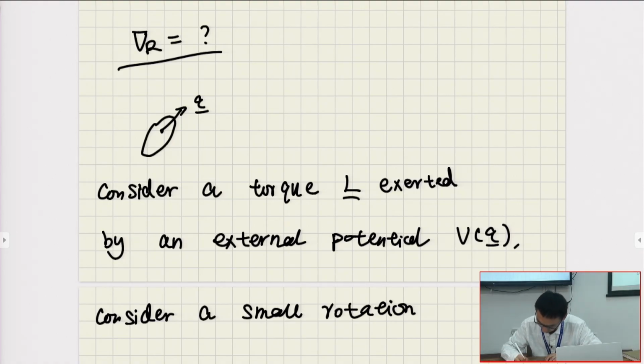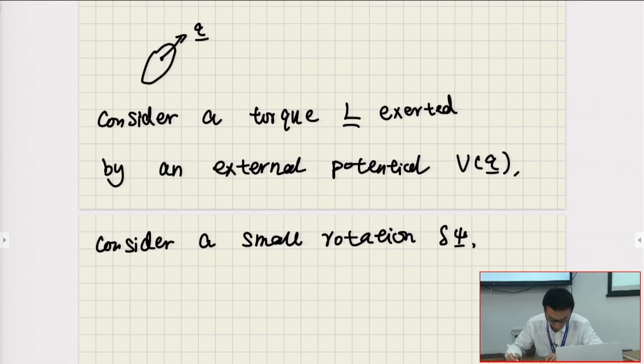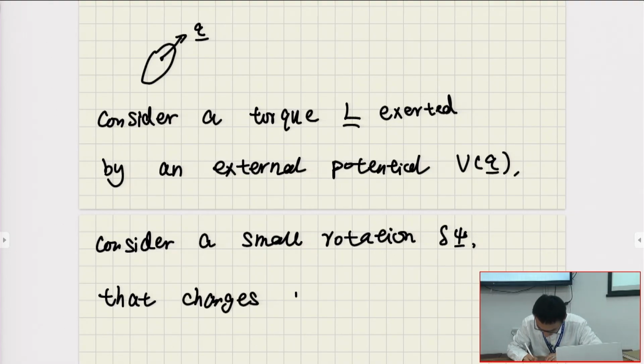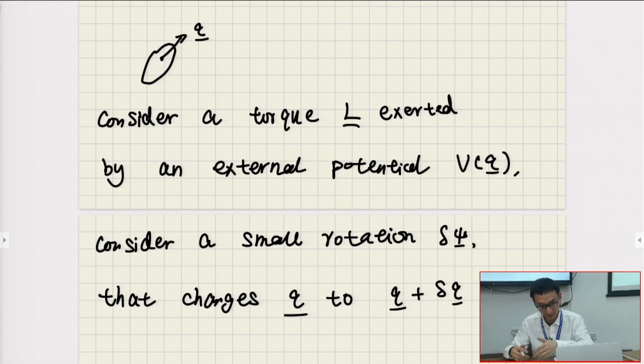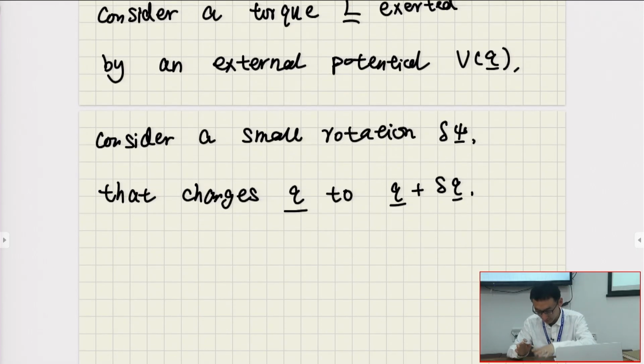I'm going to call that delta psi. So that's a small rotation. So this small rotation will change the orientation of the particle slightly from Q to Q plus delta Q, right? So, but there's a relation between delta Q and delta psi. So for convenience, let's write delta Q as the following, as delta psi cross product with Q.